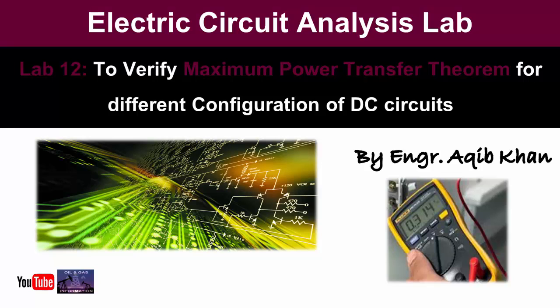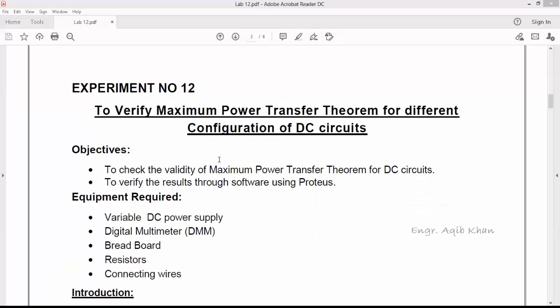Assalamu alaikum. Today we will perform experiment number 12 of the electric circuit analysis lab. Its title is to verify maximum power transfer theorem for different configurations of DC circuits. The objectives of this lab are to check the validity of the maximum power transfer theorem for DC circuits and to verify the result through software using Proteus.